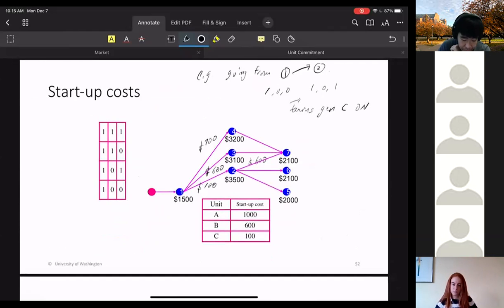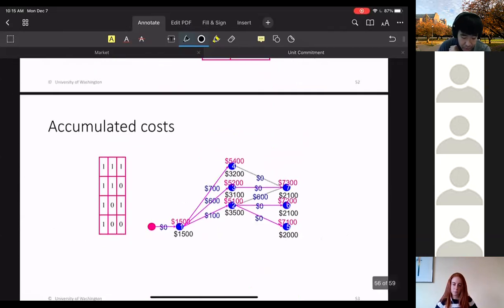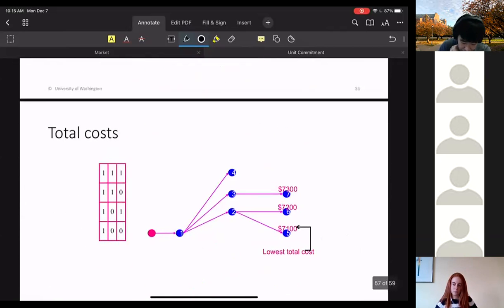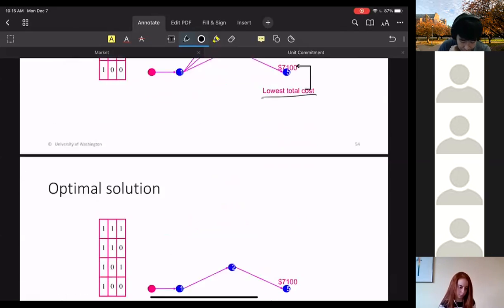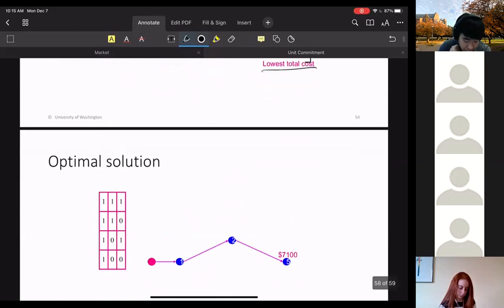So you're adding all the different costs. You look at the cumulative cost at the end, at hour 3. We have 3 different ones. Then you pick the one with the lowest total cost. The optimal solution is this transition: generator 1 is on at this point, we turn generator B on for hour 2, and we turn generator B off for hour 3. So this is our optimal solution.